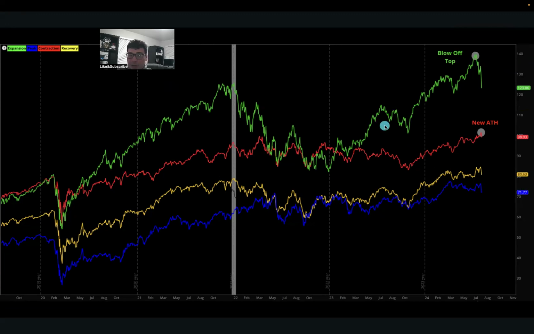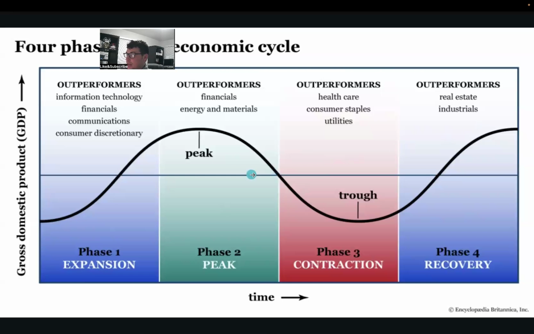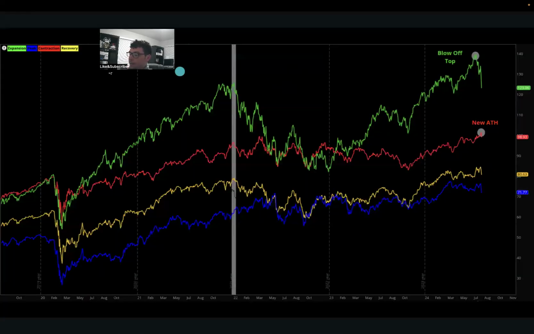So I also came up with a script for the economic cycle. Okay, this is the economic cycle right here. You have expansion, peak, contraction, recovery. Now, what we've got on this chart, okay, let me go ahead and show you guys the labels. Green is the expansion, blue is the peak, red is contraction, and yellow is recovery.